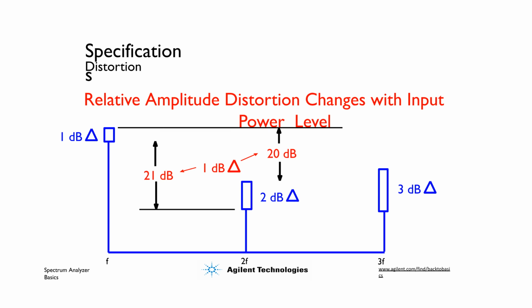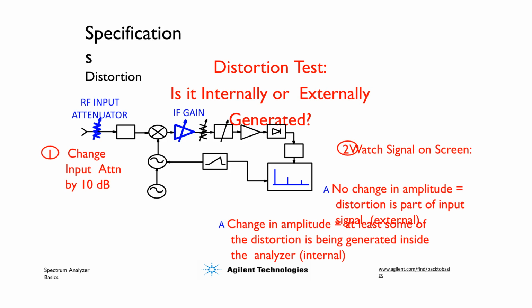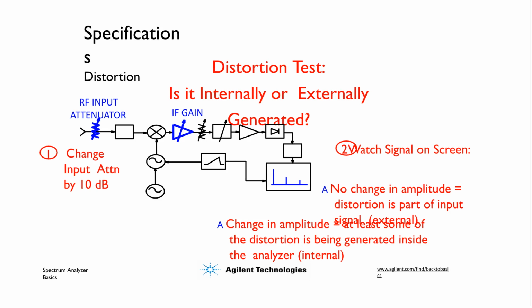Distortion measurements are crucial for determining the linearity limits of devices. A key question in distortion testing is whether it is internally or externally generated. Changing the input attenuator by 10 decibels helps distinguish between analyzer-generated distortion and distortion originating from the input signal.